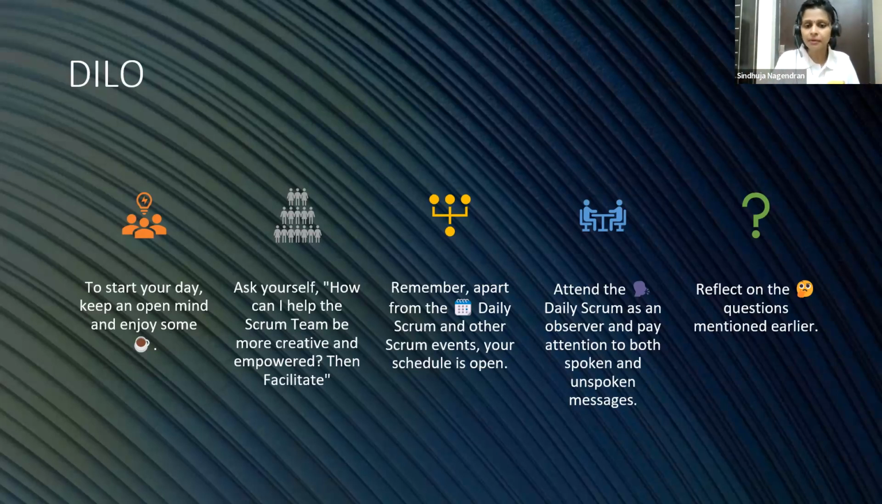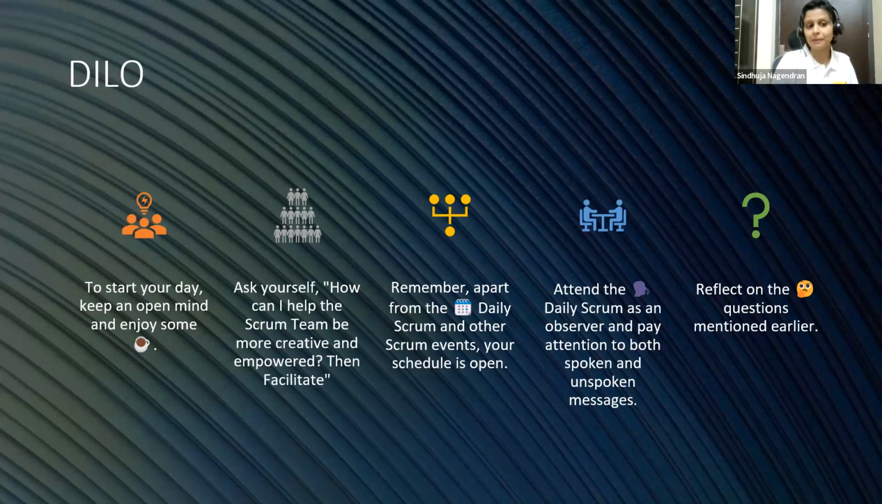Remember, apart from the daily Scrum and other Scrum events, your schedule is open. So please keep your schedule open to give your thoughts and your mind to think more about your team. That is the time you should think about your team. When we are not having many meetings, our mind will be very open, and we will get some innovative thoughts and ideas, and we can identify conflicts. Even if something is going to happen, we can sense it early. So keep your mind open for that kind of thought.